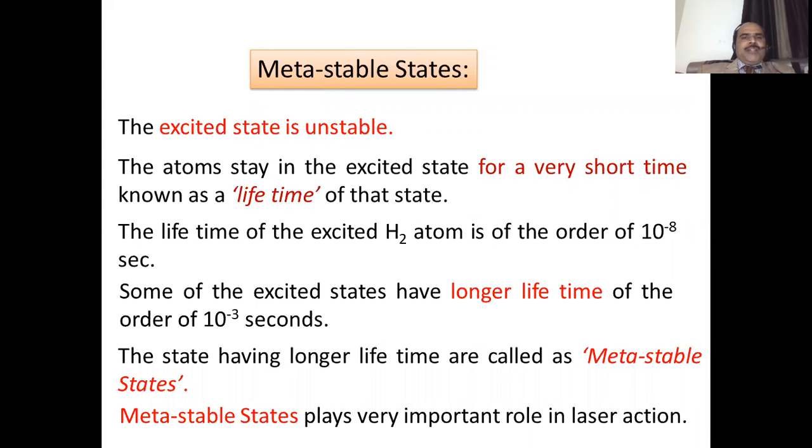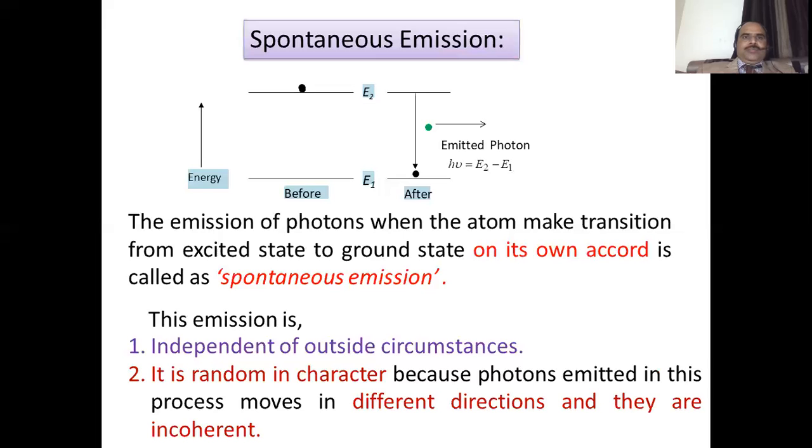Metastable state plays a very important role in the lasing action. Metastable state is an excited state whose lifetime is more than that of the normal excited states. The lifetime of normal excited states is 10 to the power minus 8 seconds, whereas the lifetime of the metastable state is longer, that is 10 to the power minus 3 seconds. So this plays a very important role in the lasing action.